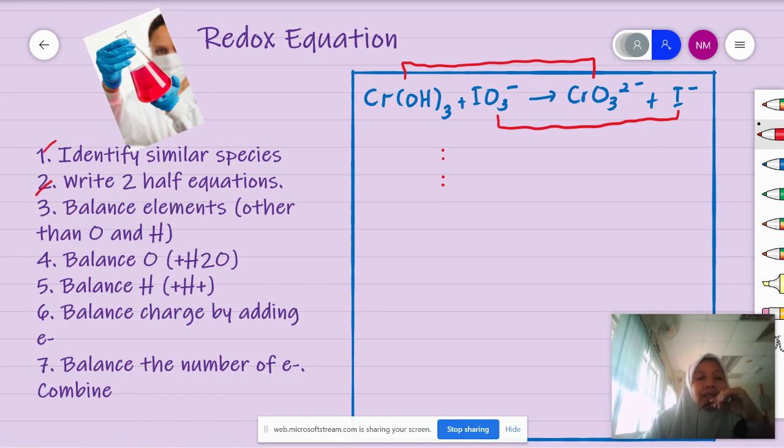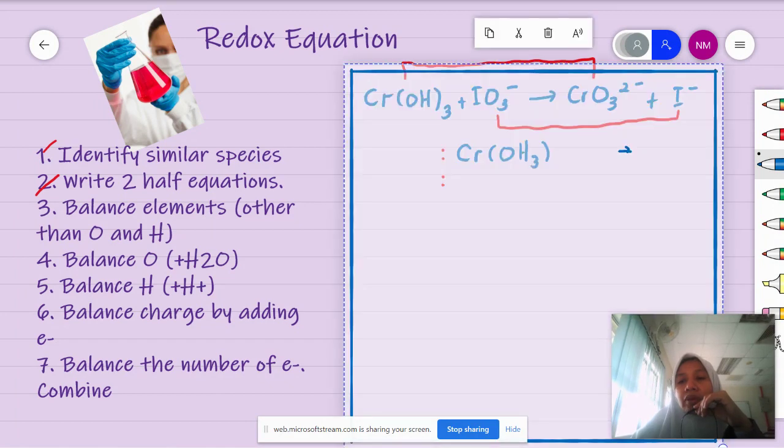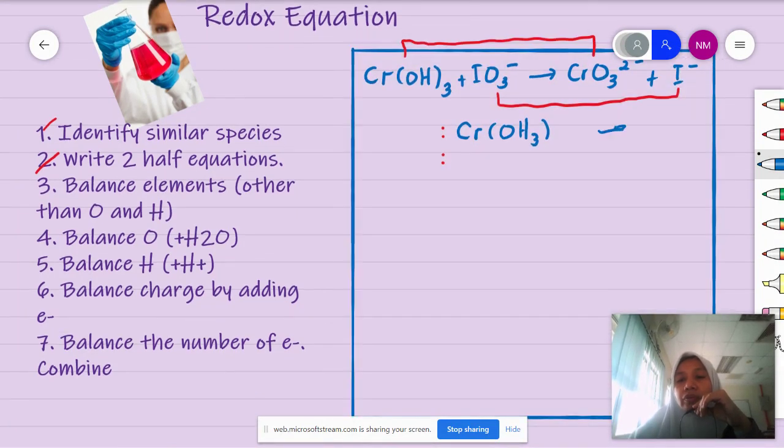Step 2, write two half equations. Now, we just rewrite the similar species in one half equation each. We have here Cr(OH)3 becoming CrO3 2 minus, and the other one is IO3 minus becoming I minus.